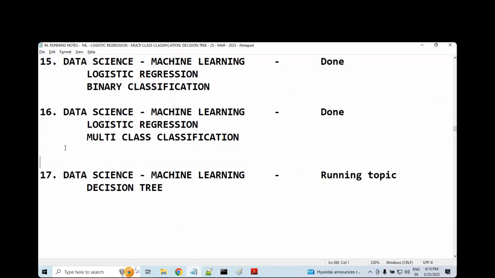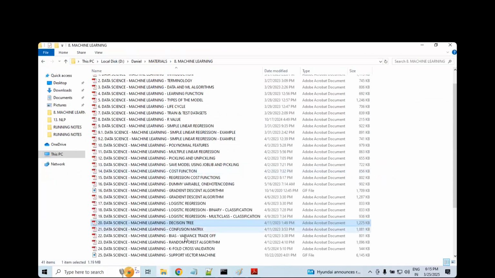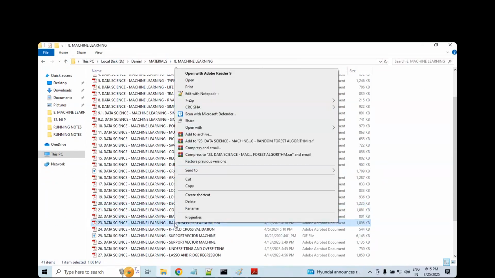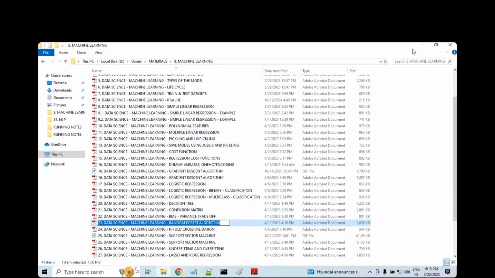Okay, fine then. The next one: after decision tree, immediately you should understand the topic called random forest. We'll cover it, yes, we can cover it.